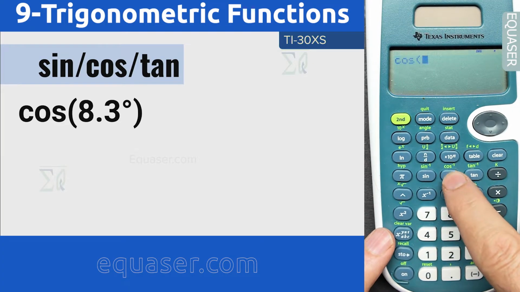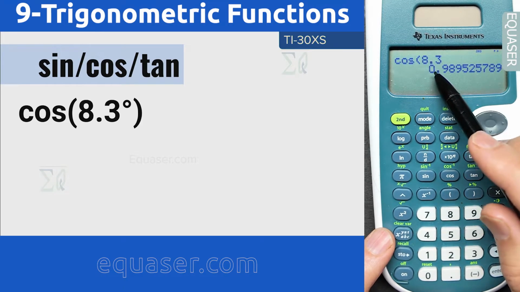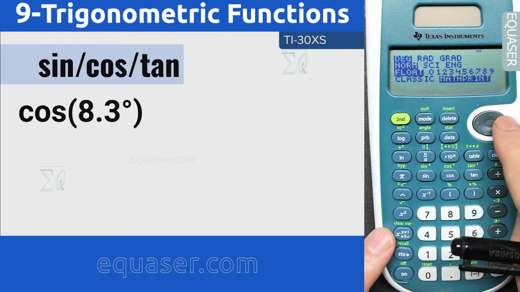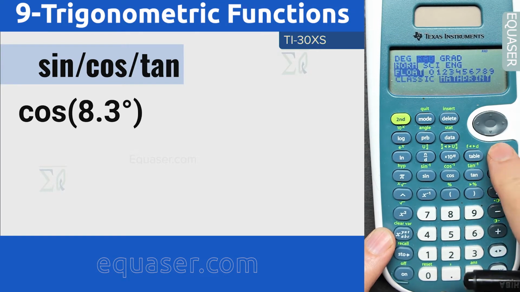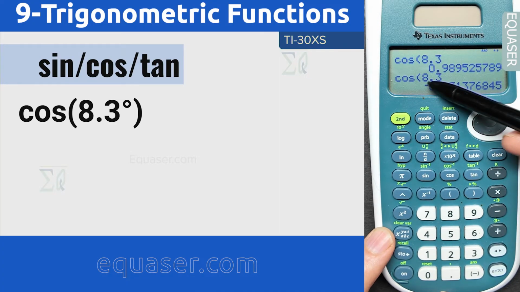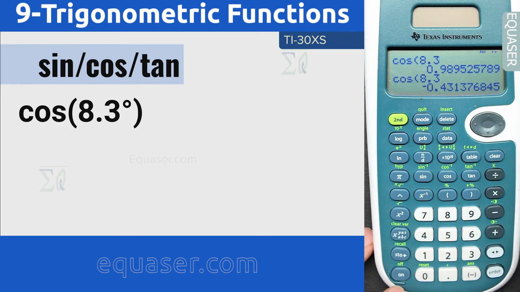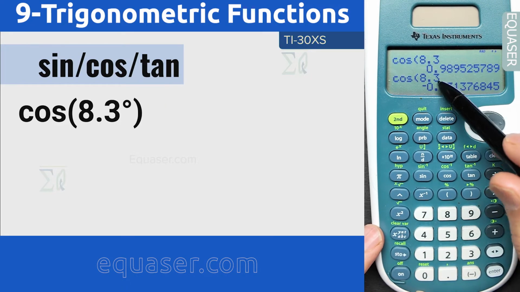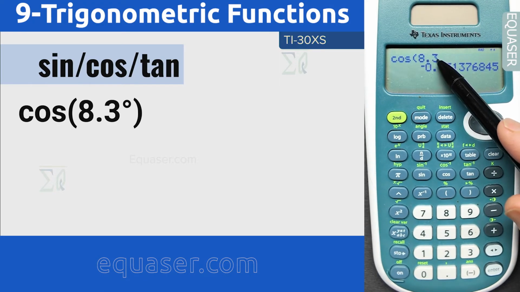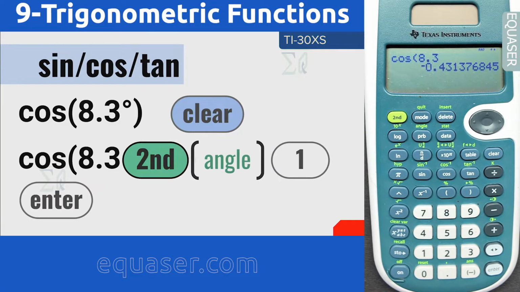So we can enter cosine of 8.3. Now cosine of 8.3 degree is this value. If I press mode and radian and clear, now it assumes radian and 8.3 gives minus 4.3. So keep that in mind. If you are in radian and you want to explicitly enter 8.3 degrees, this is how you do it.